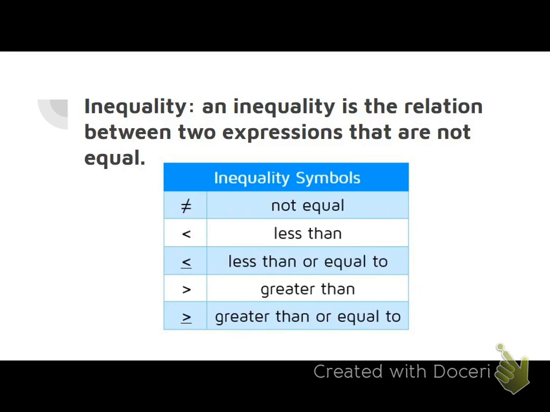Okay, so if you need to get these symbols down again, that's fine. But we have most of them from yesterday. The only one we didn't have was the not equal symbol.